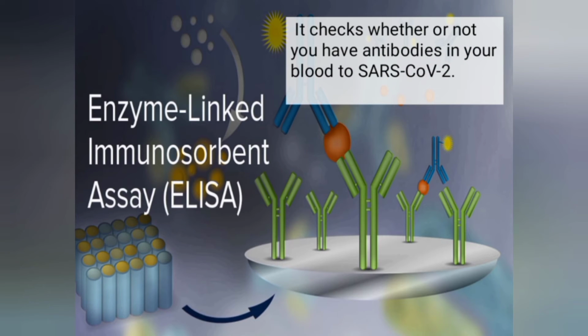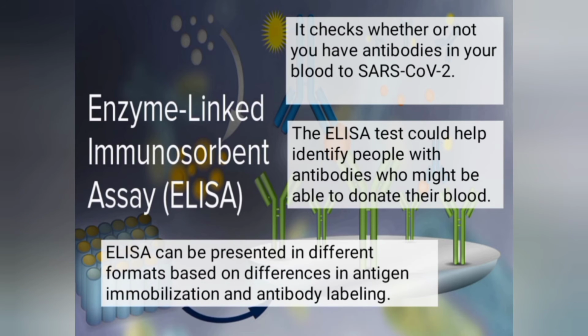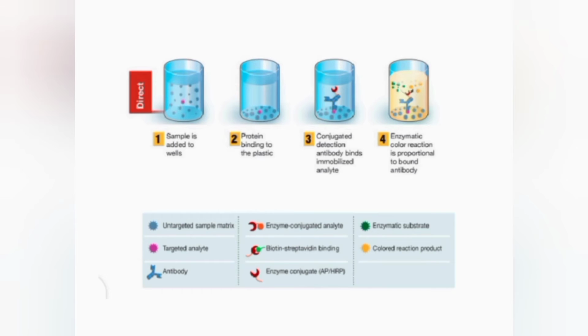Enzyme-linked immunosorbent assay, and its short name is ELISA. It checks whether or not you have antibodies in your blood to SARS-CoV-2. The ELISA test could help identify people with antibodies who might be able to donate their blood. ELISA can be presented in different formats based on differences in antigen immobilization and antibody labeling. This is an overview of enzyme-linked immunosorbent assay-based diagnostic tests.